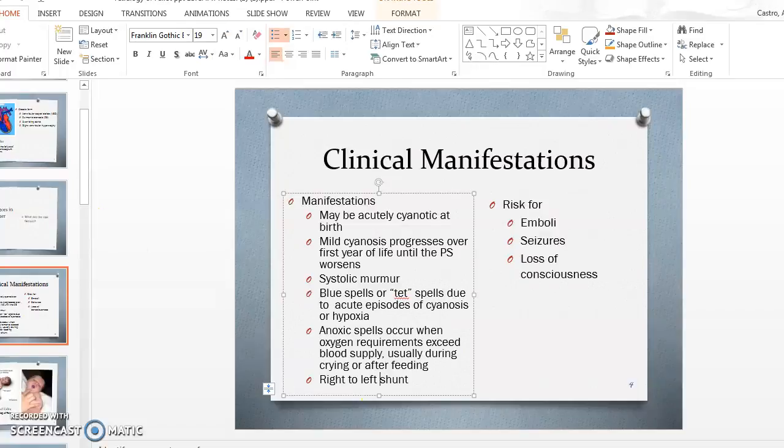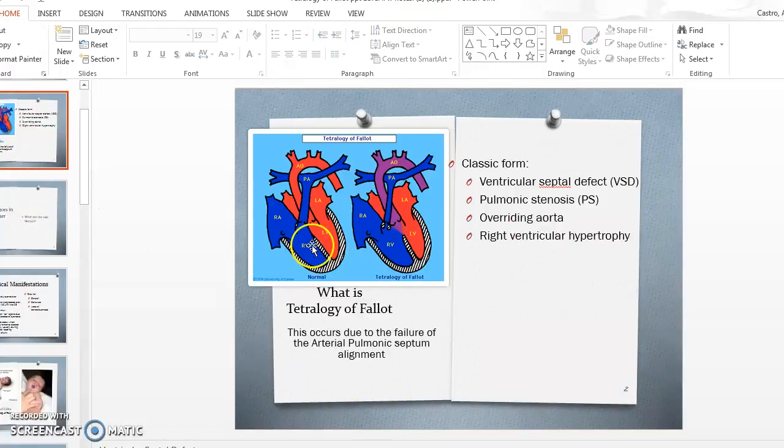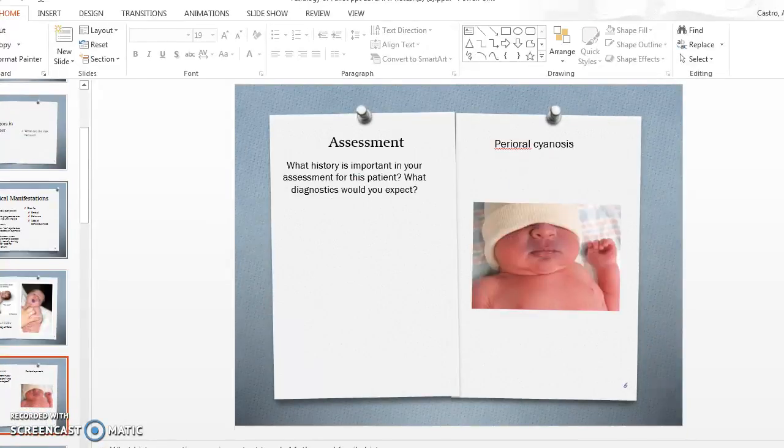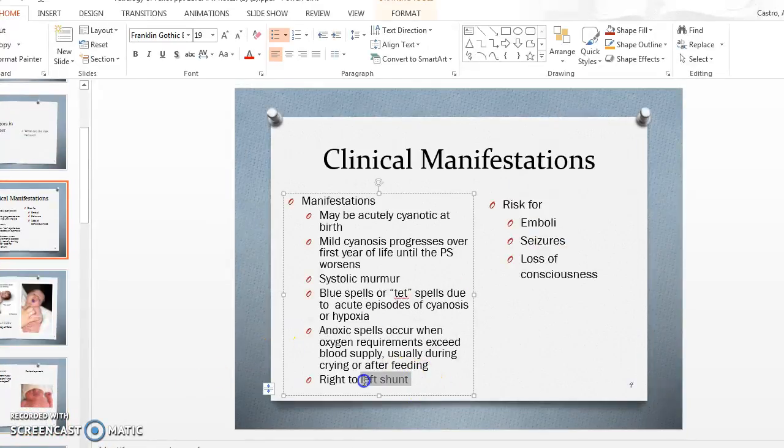And then right to left shunt just refers to, again, the pressure differential. If the pressure differential is higher in the right ventricle, then you're going to see this right to left shunt. And I know that it's weird because on the screen you're like, that's not right to left, that's left to right. But it's from the right side to the left side of the heart. So right to left shunt. And then again, remember, we said if it's not so bad, the pulmonary stenosis, then you'll see a left to right shunt. So that's what this shunt thing means.